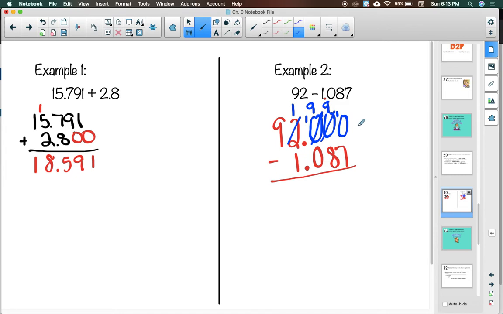So now I can do my subtraction. 10 minus 7 is 3, 9 minus 8 is 1, 9 minus 0 is 9. I can do my decimal in the middle of the problem. That's kind of how I usually do it. You can save it to the end or do it in the middle. 1 minus 1 is 0, and 9 minus 0 is 9. So my final answer there is 90 and 913 thousandths.